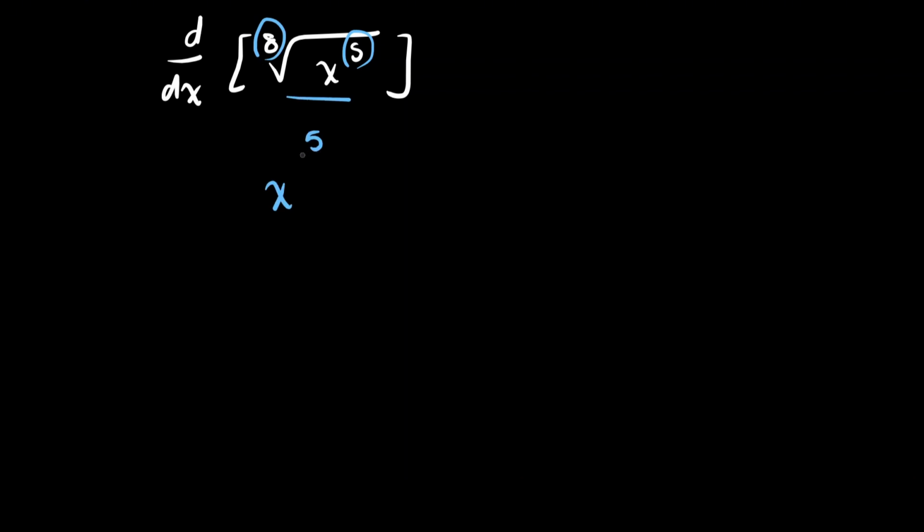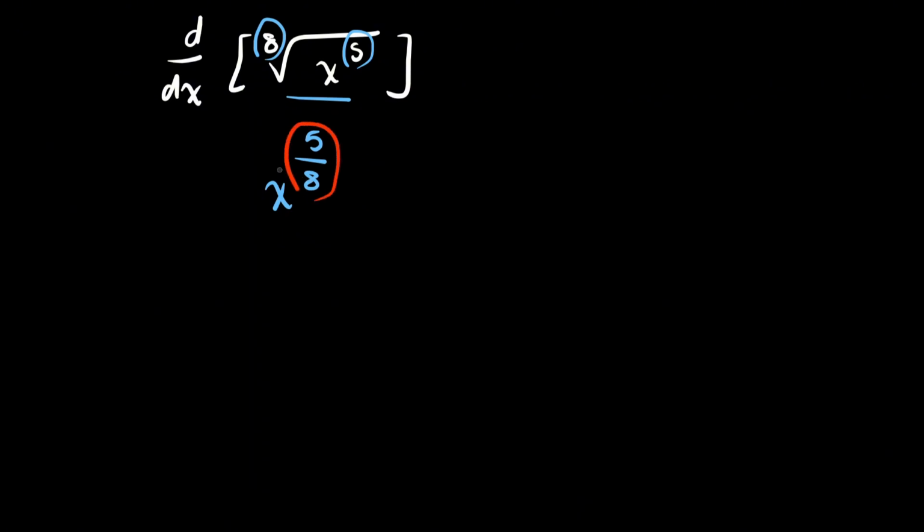Let's see another question. What is the derivative of this? Pause the video and try to solve it yourself. So as you know, this is the exponent, this is the index. In order to rewrite this, it's going to be x to the power of 5 divided by 8, right?